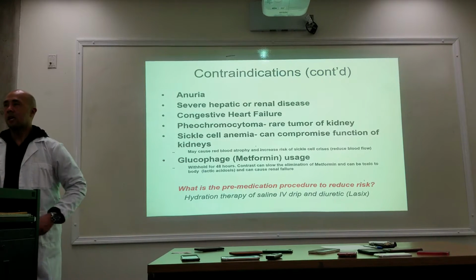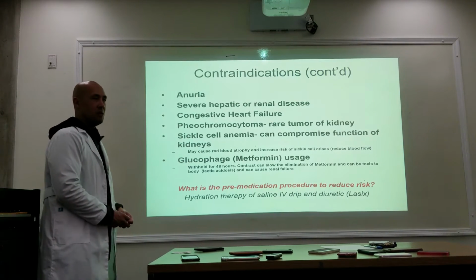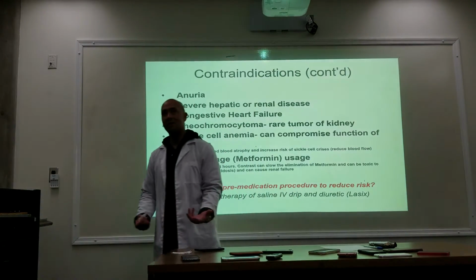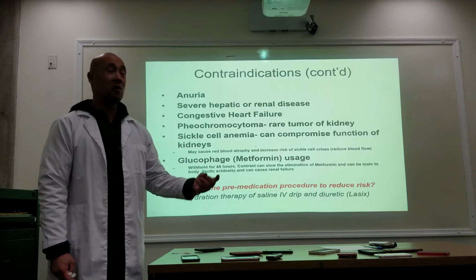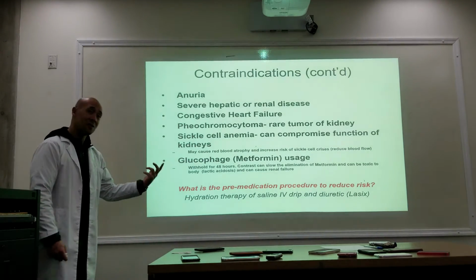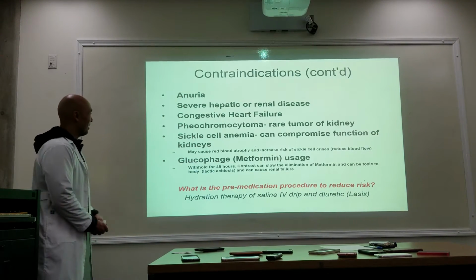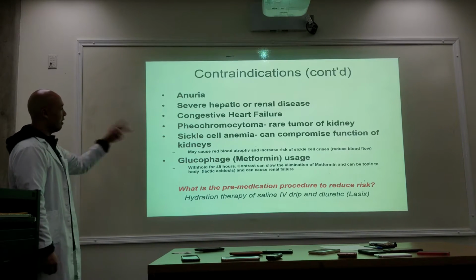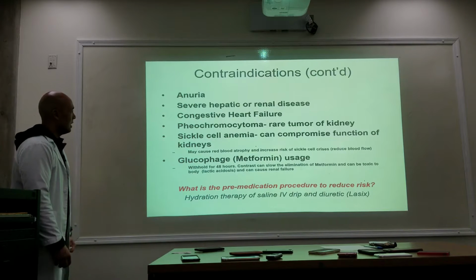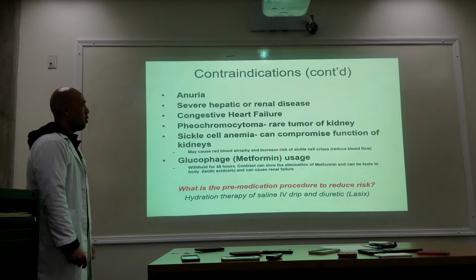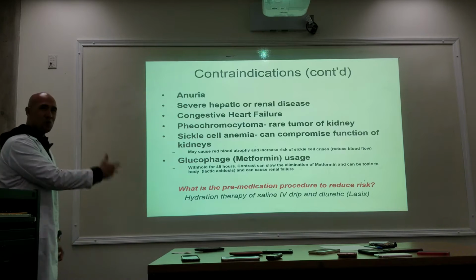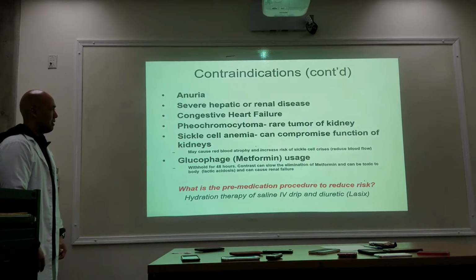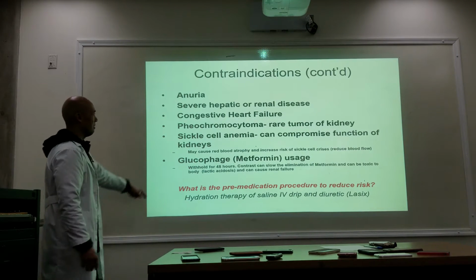Contraindications continued. Anuria. Well, if you're not producing urine, what produces urine? Kidneys. So if your kidneys are not producing urine, that's a good sign there's something wrong with your kidneys, right? Severe hepatic and renal disease, we talked about that in the previous slide. If you have a heart condition, we mentioned that on the previous slide. Pheochromocytoma is a rare tumor. Anything that has to do with the kidneys is a contraindication. If it has to do with blood, it's a contraindication.